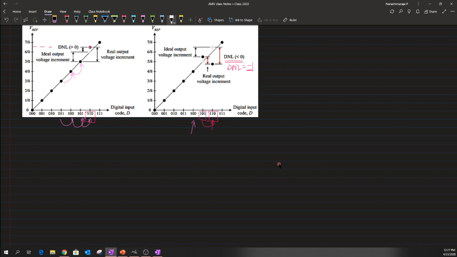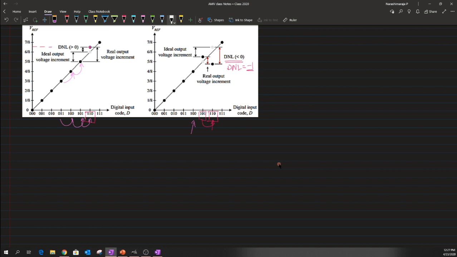So in a way we have to check that the DNL of your DAC is not falling lesser than or equal to minus 1 LSB. That is what we have to ensure. Basically, monotonicity is not an error, but a property that a DAC has to possess in order to function properly.